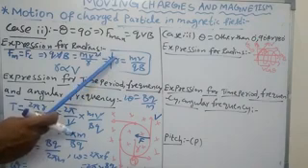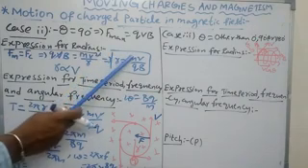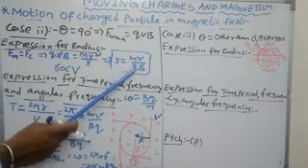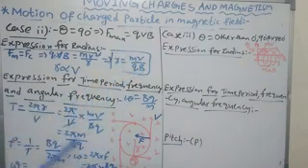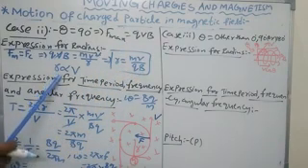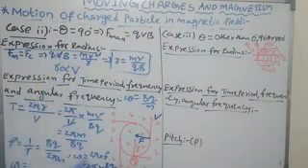When the charged particle is moving perpendicular to the magnetic field, what is the formula? mv by Bq, or mv by qB. Here the radius of the circle is directly proportional to the speed of the charged particle. And what is the time period? The time period is 2 pi m by Bq.